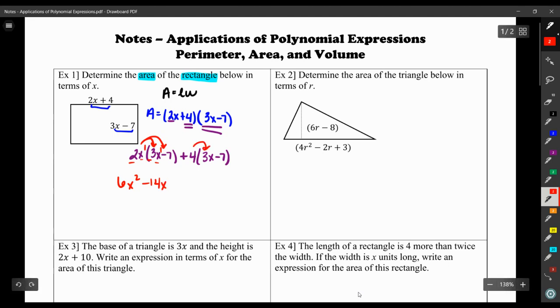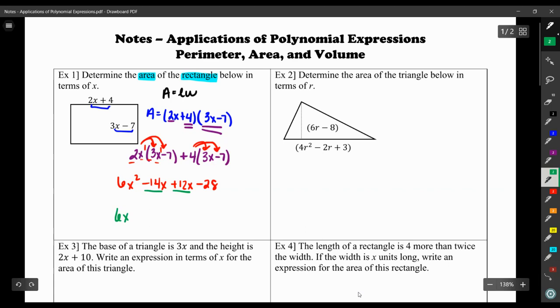Multiply in the 4. 4 times 3x makes positive 12x. And 4 times negative 7 makes negative 28. And that's it for the multiplication. There's nothing else left to multiply. I've done everything that I needed to multiply. So now we are just going to see maybe we can clean this expression up. Can I combine any like terms? And so I see that negative 14x and 12x are like terms.